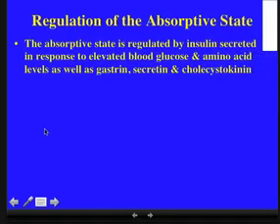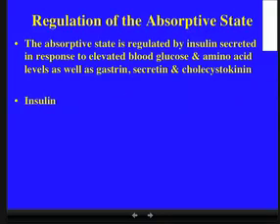Okay, how do we regulate the absorptive state? The absorptive state is regulated by insulin secreted in response to elevated blood glucose and amino acid levels, as well as in response to gastrin, secretin, and cholecystokinin, abbreviated CCK. These are digestive hormones that control whether or not we're going to store energy or whether we're going to mobilize energy and deliver it to metabolically active tissue.